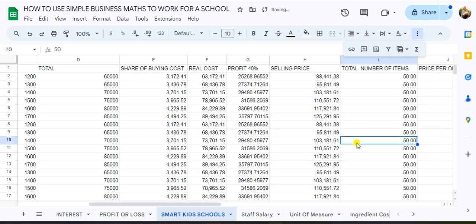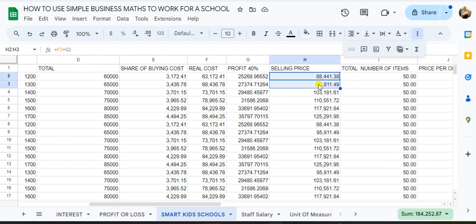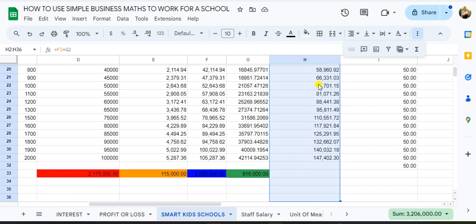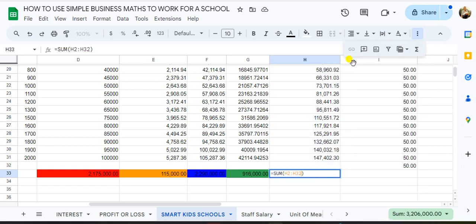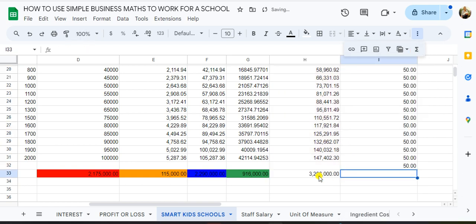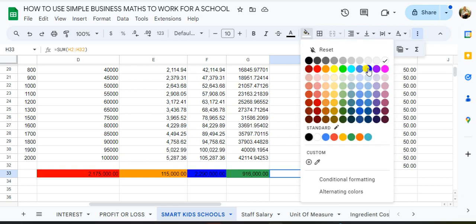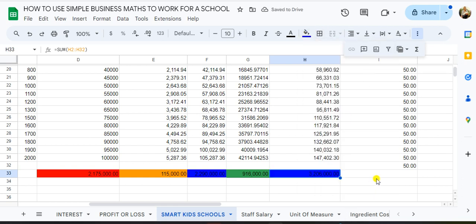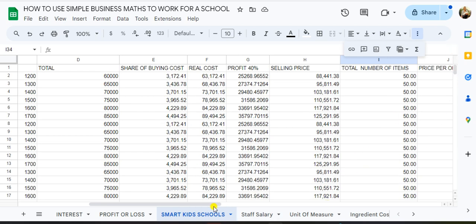That's one beautiful thing about using Excel to do your calculation. It sums everything. You don't have to suffer yourself. So this is the total amount of money they are going to make at the end of their sales. Let's sum it for them. So they are going to get a total of 3,206,000 naira. All right.